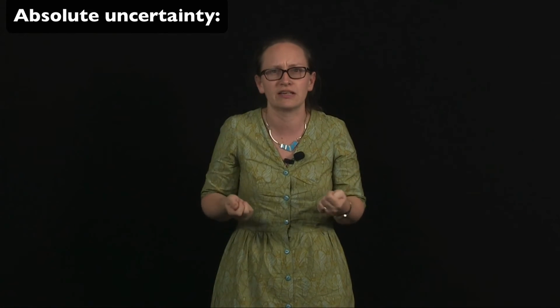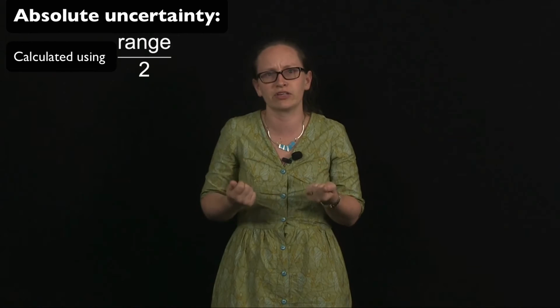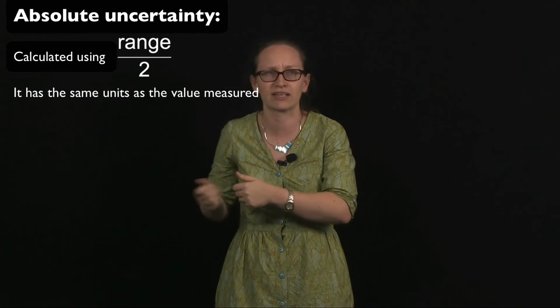Now there's 2 ways that we can represent our uncertainty. The most common way, and the way that you should use at the end of the experiment, is the absolute uncertainty. So the absolute uncertainty is the one calculated using range over 2, and it has the same units as the value that you're measuring.